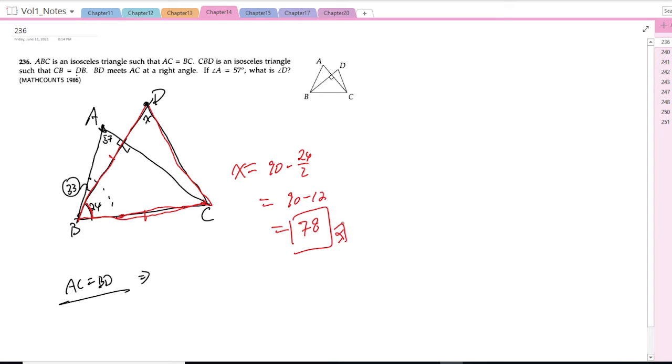So when you do angle chasing, be calm and be patient. Don't be scared. You can chase every angle, see what angles you know, and get what you don't know. You need to look for all the isosceles triangles, right triangles, or equilateral triangles. So next one.